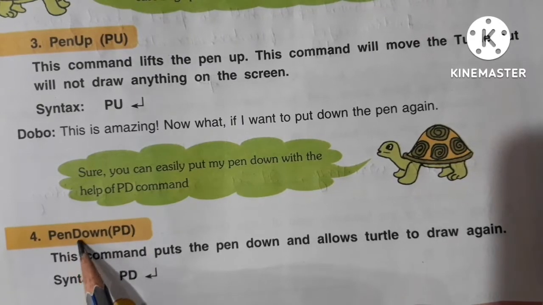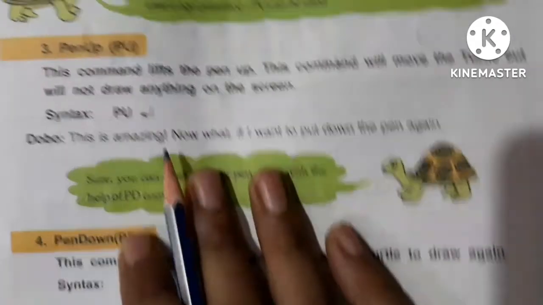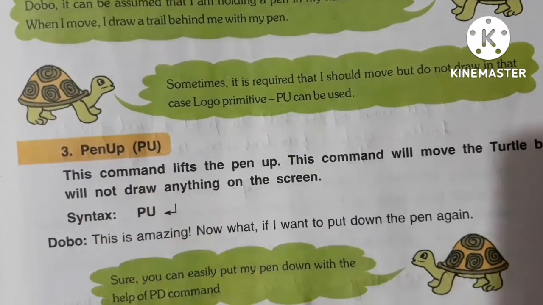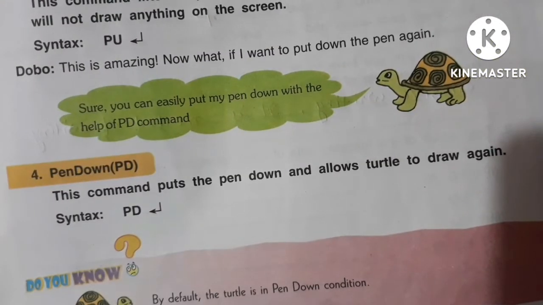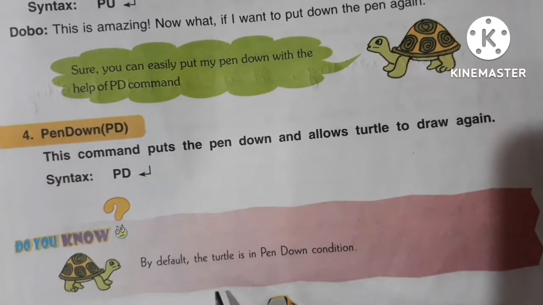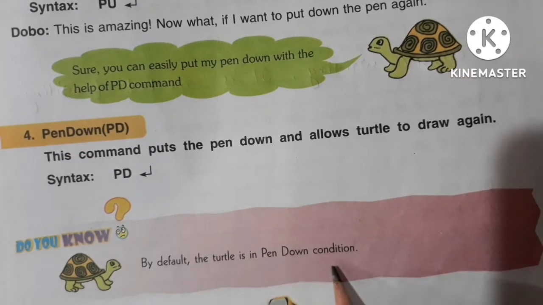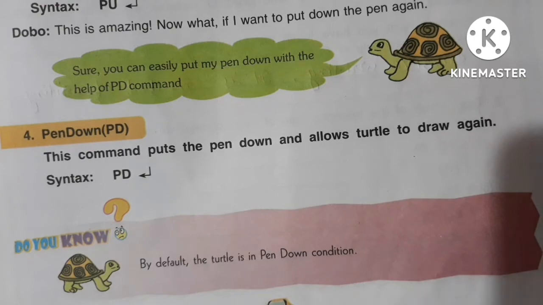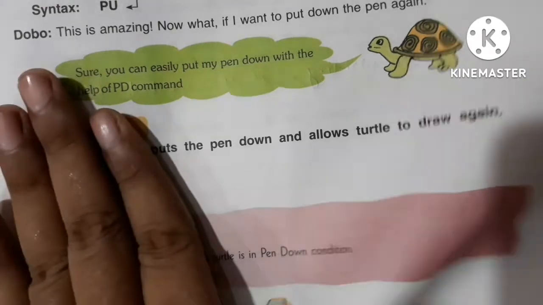Here you should keep this in your mind. Pen up, PU. Pen down, PD. By default, the turtle is in the pen down condition. Always it will be in the pen down condition.